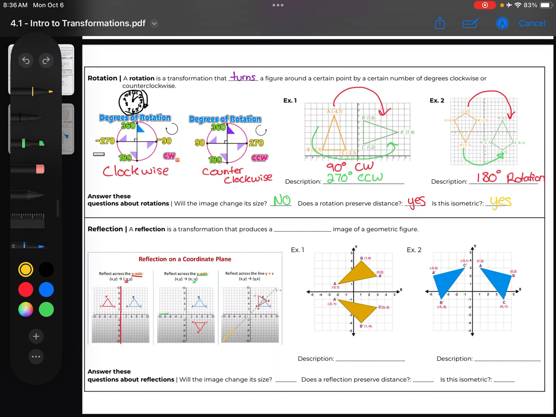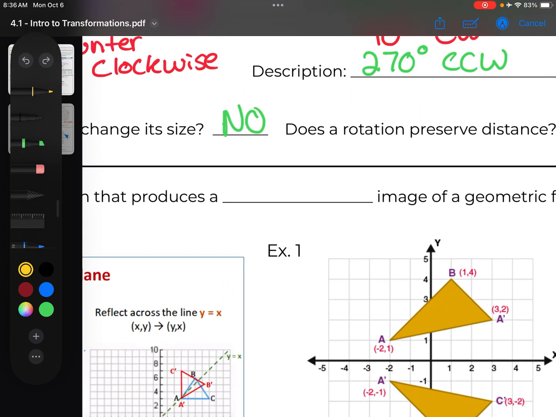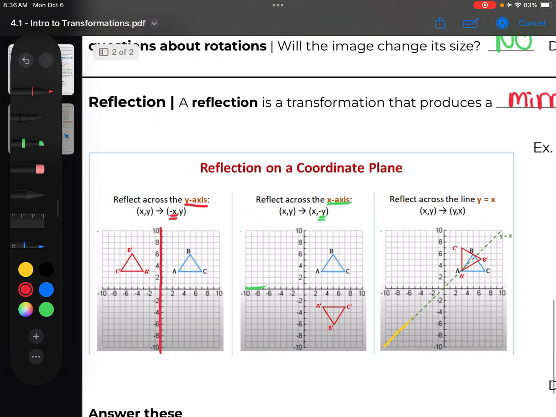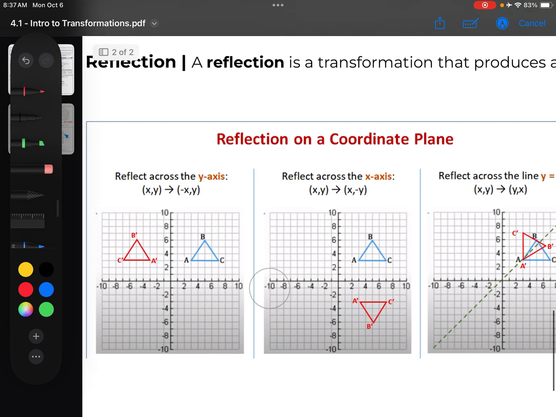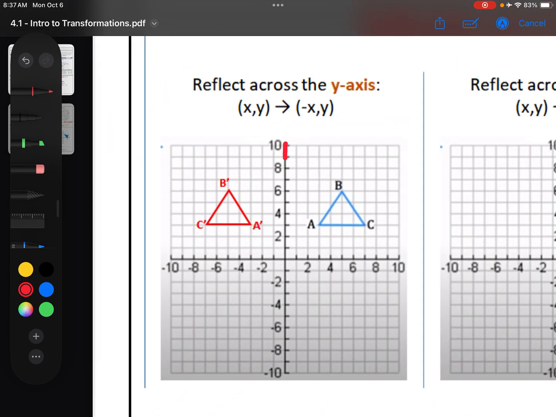Last but not least, we have a reflection. This is a transformation that produces a mirror image of a geometric figure. Okay? So we can see here we have a reflection on the coordinate plane. So let me go ahead and clean this up here so we can get into it. So a reflection here in the y-axis is going to be your vertical axis. That's your up and down axis here, okay?